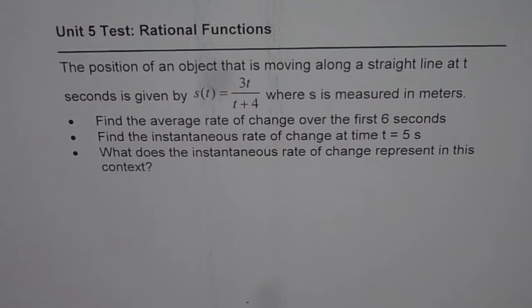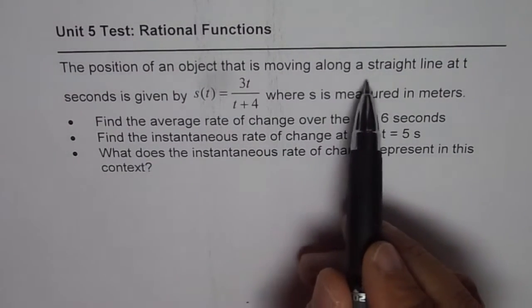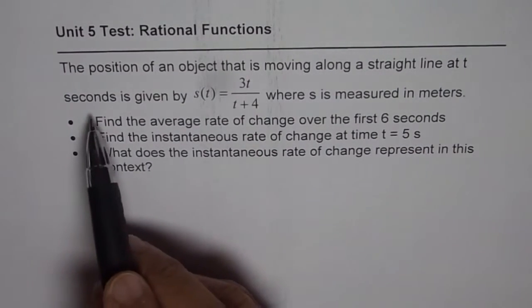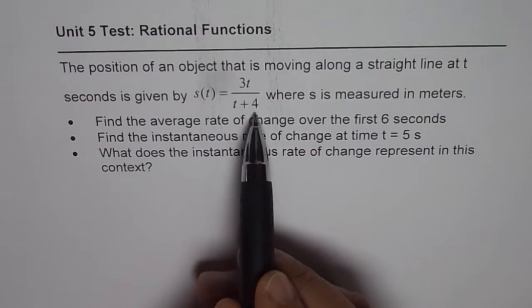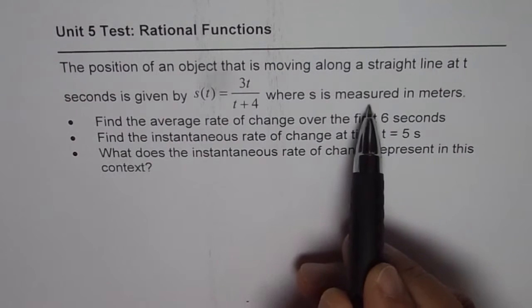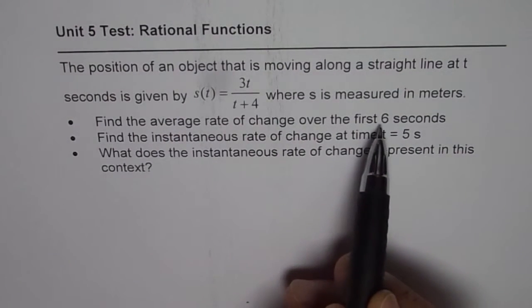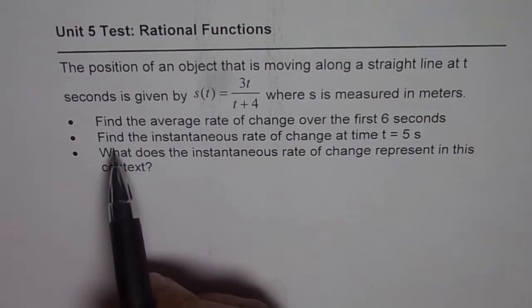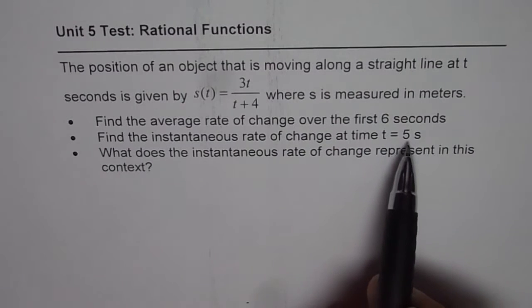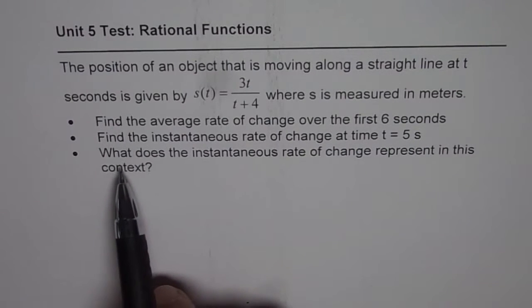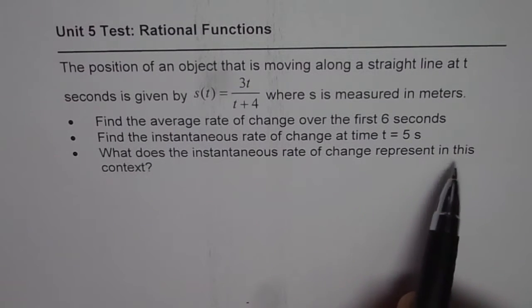The question here is, the position of an object that is moving along a straight line at t seconds is given by s of t equals 3t divided by t plus 4, where s is measured in meters. Find the average rate of change over the first 6 seconds. Part B is, find the instantaneous rate of change at time t equals 5 seconds. And part C is, what does the instantaneous rate of change represent in this context?